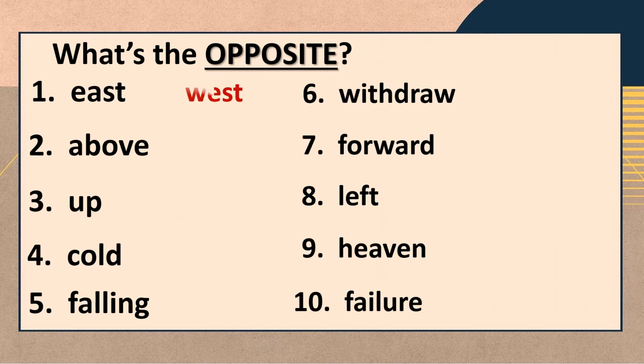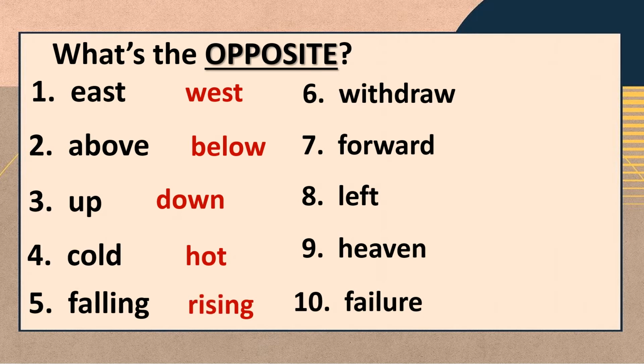For the word is, the opposite is west. For the word above, the opposite is below. For the word up, the opposite is down. For the word cold, the opposite is hot. For the word falling, the opposite is rising. For the word withdraw, the opposite is deposit.